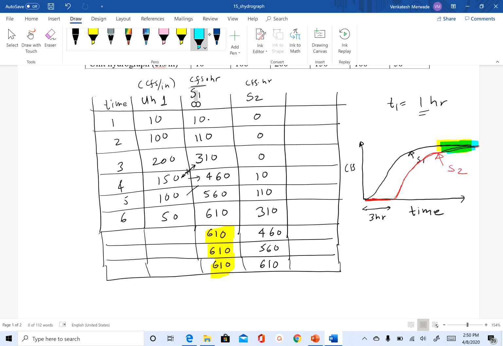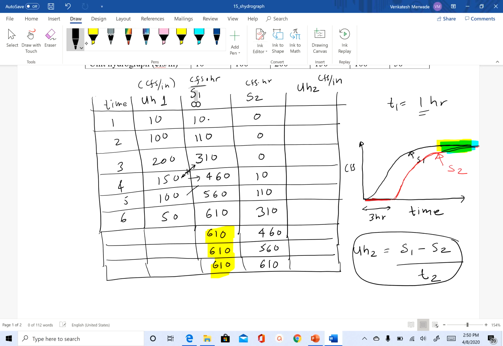Okay, so you have S2, and then finally the new unit hydrograph, we are going to call it UH2. The unit for this will be in CFS per inch. To get UH2, UH2 is basically S1 minus S2 divided by the new time duration. This is what will go here.